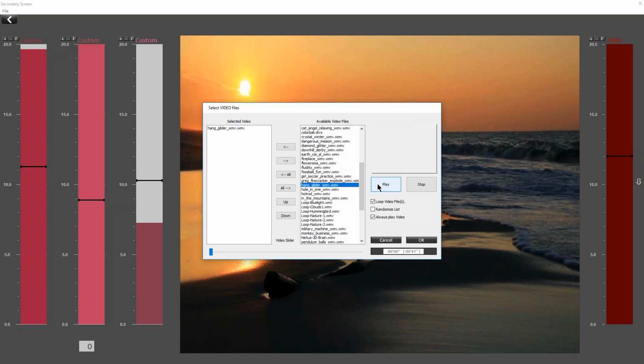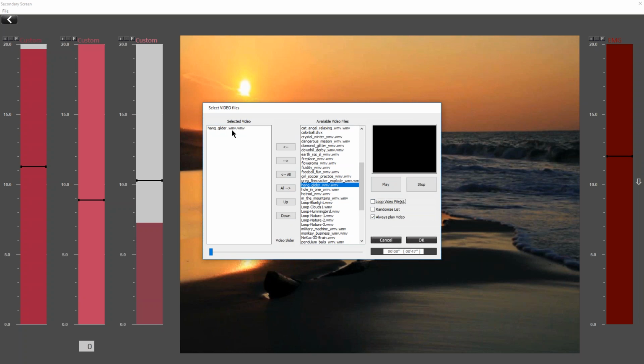I don't have to click play. Play just gives me the opportunity to see what this is going to look like. I don't need to click play. I can loop the video file, or I could have a series of videos in this list, and I could have it run through that list by unchecking the loop video file.